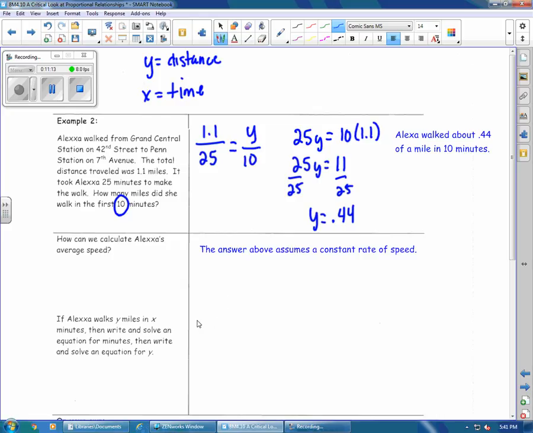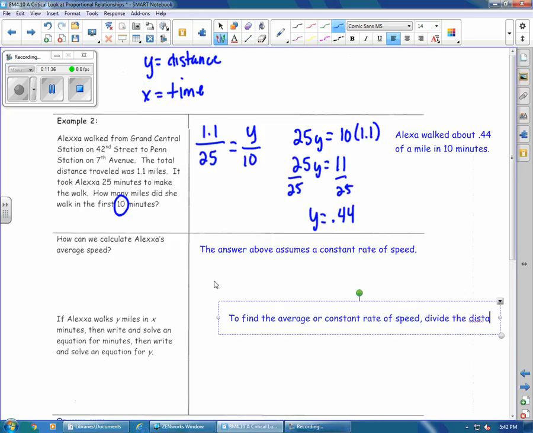Average and constant, this book talks about things in terms of constant. For our purposes at this point, the average speed is the constant speed. So to find the average or constant rate, divide the distance by the time.